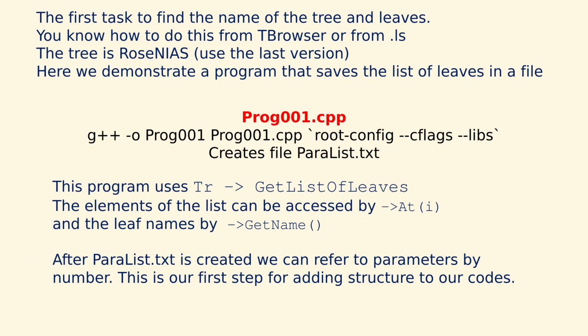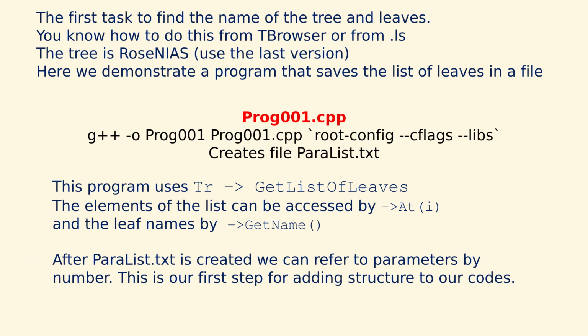So to create this file, we are not going to do it manually. You can create this file manually if you want, after having discovered the names of all the leaves from the TBrowser or from the .ls command. You can try to type out this paralist.txt, but that will take you a long time and it will be error prone.